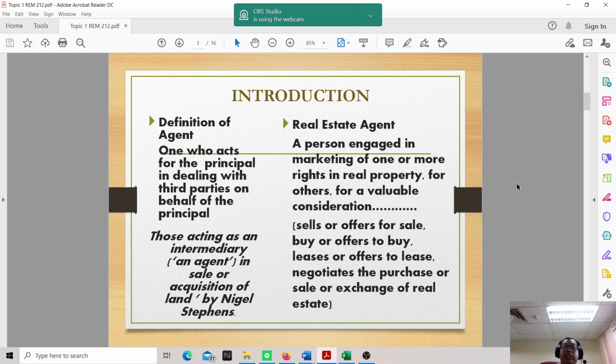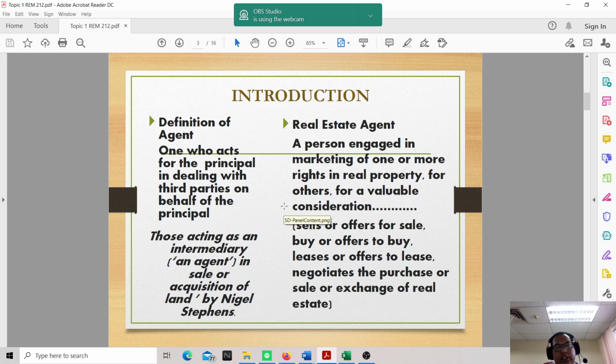So for the introduction, the definition of an agent is the one who acts for the principal in dealing with the third party on behalf of this principal. So those acting as an intermediary or an agent in the sale or acquisition of land, as described by Nigel Stephen. Nigel Stephen already gave some description relating to an agent. So basically, an agent is a middleman.